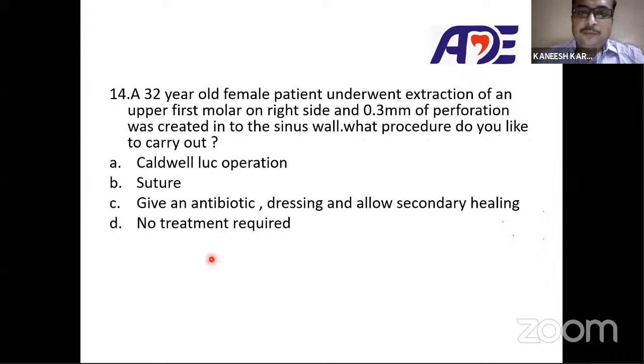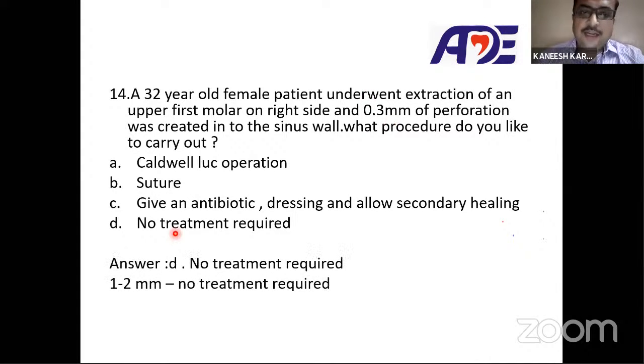A 32-year-old female patient underwent an extraction of her upper first molar on the right side, and a 0.3 mm perforation was created in the sinus wall. What procedure do you like to carry out? So if the perforation of the sinus wall is only 0.3 mm, that is, if it is 1 to 2 mm, we don't need any treatment. If it is more than that, we will put a suture or use a flap.